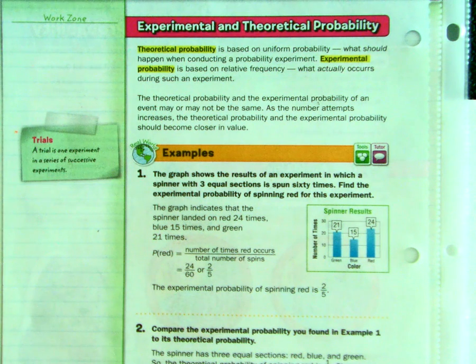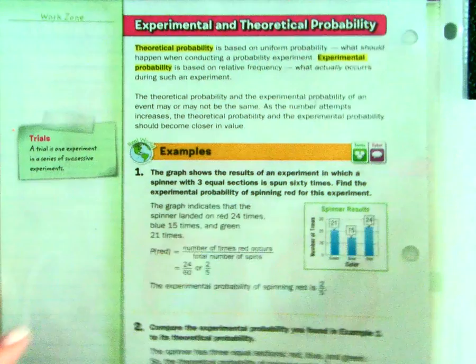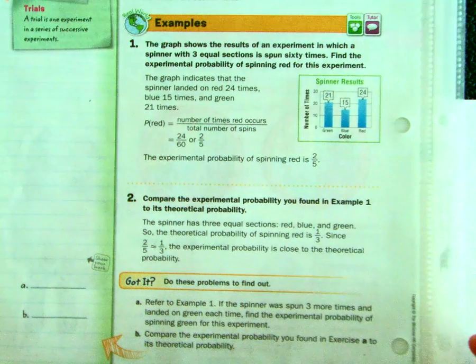Experimental probability is based on relative frequency. So what actually occurs in your experiment? Theoretical is what should happen. Experimental is based off our experiment. Okay, so if we go down to the Got It, letter A, it says refer to Example 1.